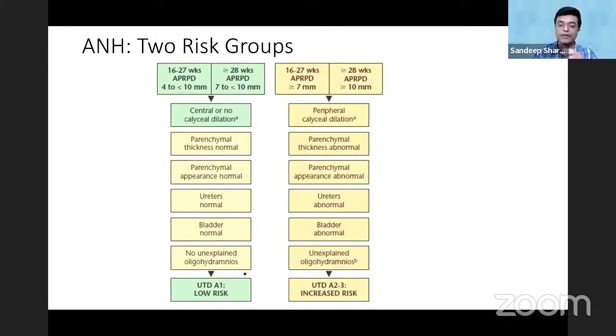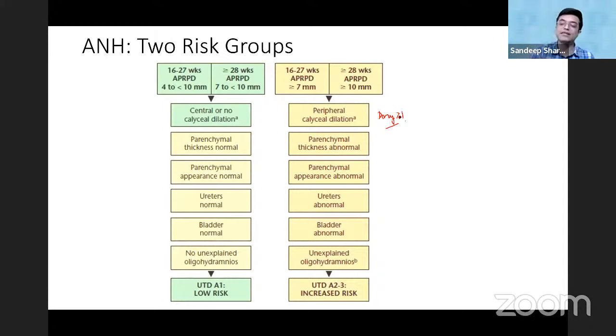On the other hand, if you find that at 16 to 27 weeks APRPD is equal to or more than 7 mm or third trimester value is equal to or more than 10 mm and any one of these factors are present. Now, all these yellow boxes, the key thing to remember is any one or more of them, you will say it is UTD A2 to A3.